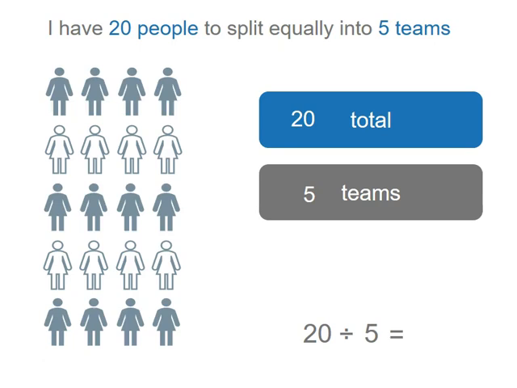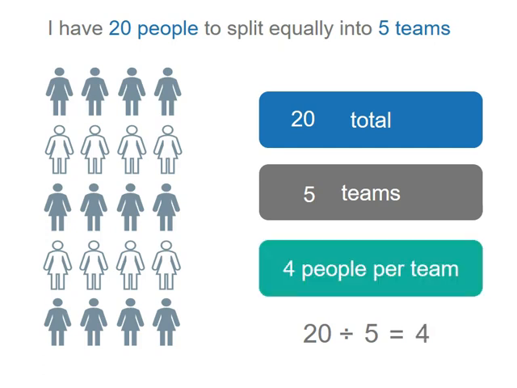You can see now they've been given some shading, some of them, so that we can separate them into the 5 groups, and that means there are 4 people per team. And 4 5s are 20, so you can always check your answer by going backwards and working out the multiplication of your quotient, which is 4, multiplied by your divisor, which is 5, and that gives you the dividend, which is 20.